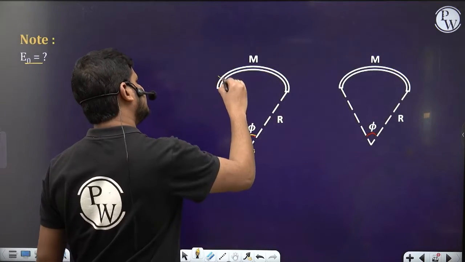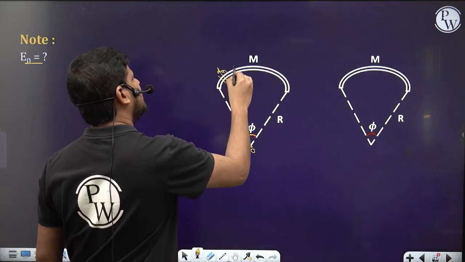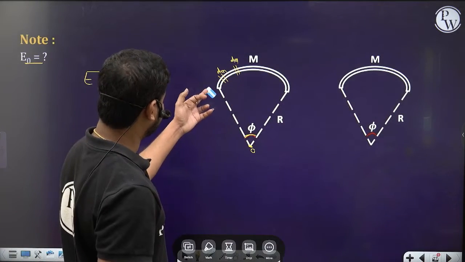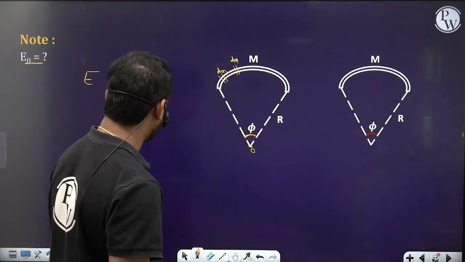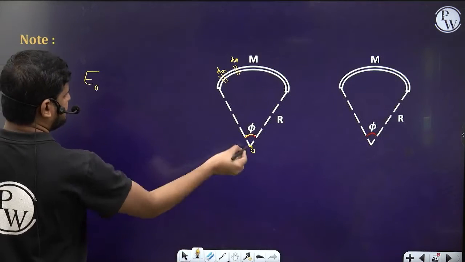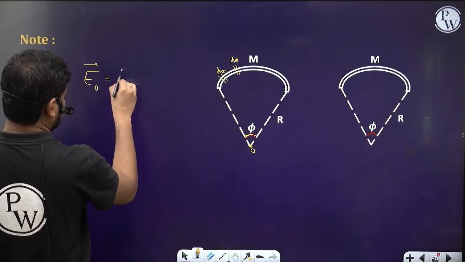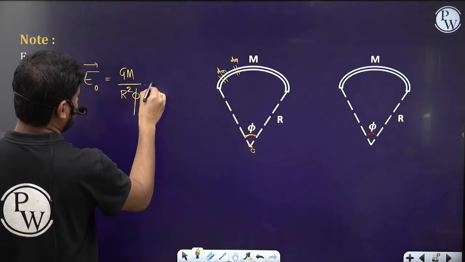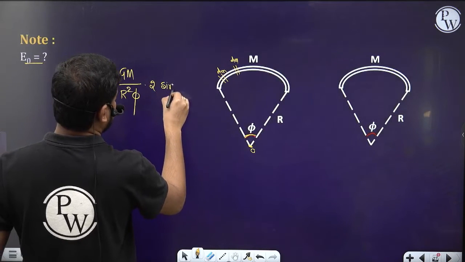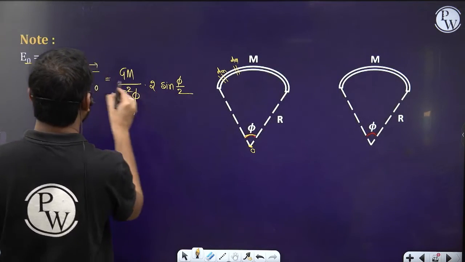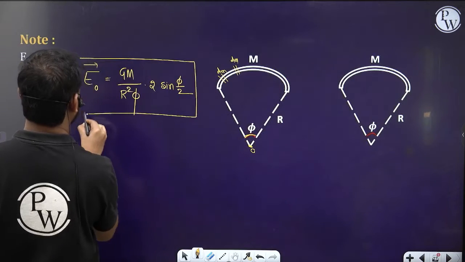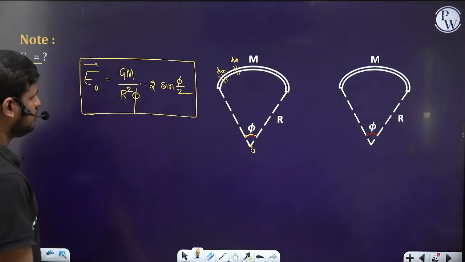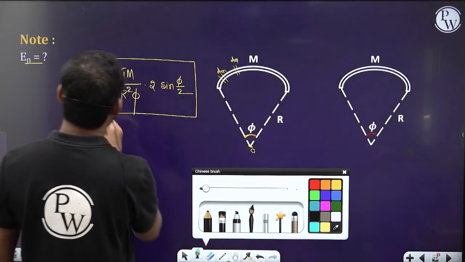Again we do the same thing. Here we cut the small mass dm, and then we integrate that. We are not going for the derivation here, so you can directly remember the formula. The E at this point O will be equal to Gm by r square phi into 2 sin phi by 2, where this phi is taken in radians. So this formula everyone should remember, guys.